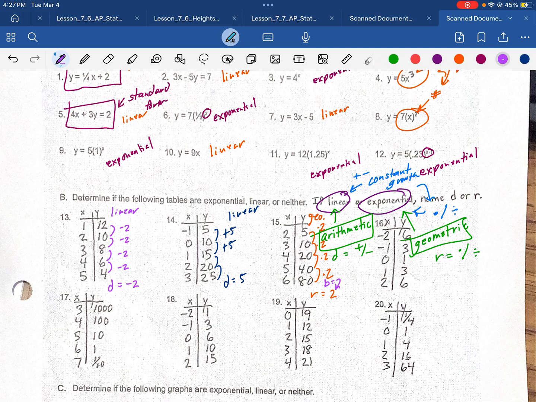Now, if you look at this last one, it goes down to 1 and then up back to 6. That's neither. Not going to be either of them. They're not growing at a constant rate or decreasing at a constant rate.